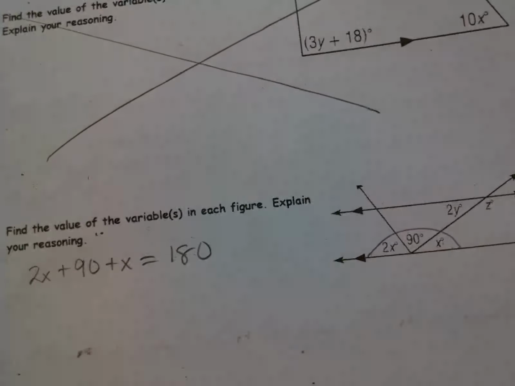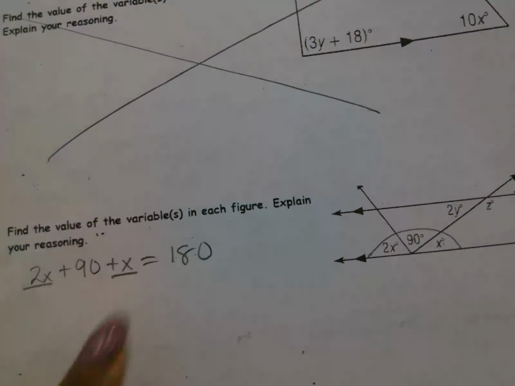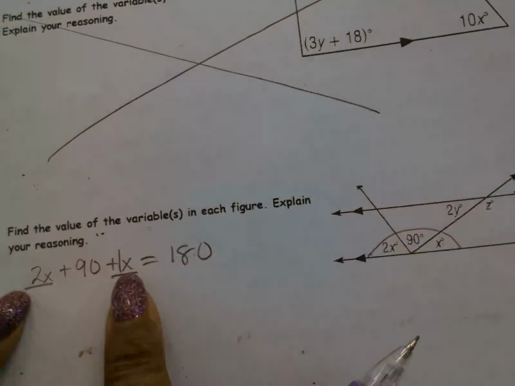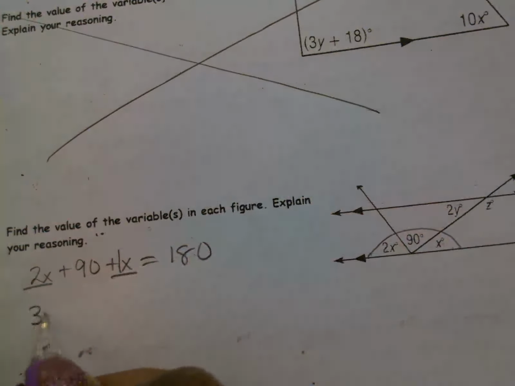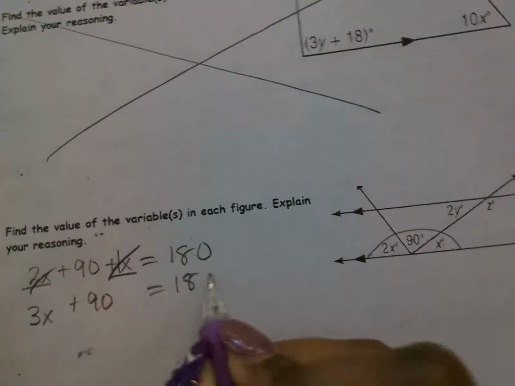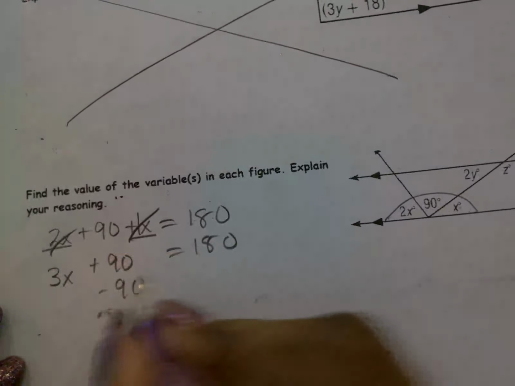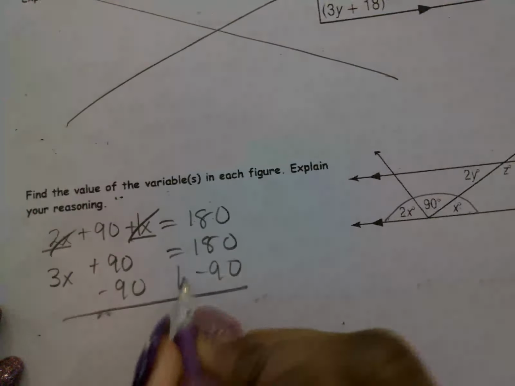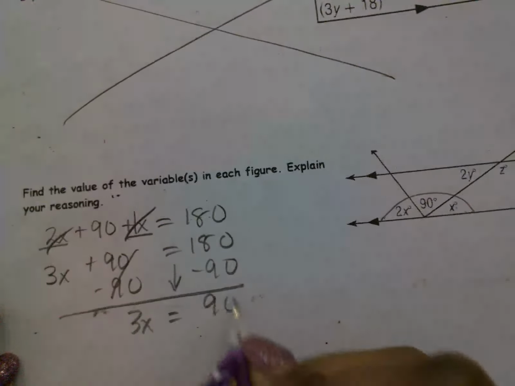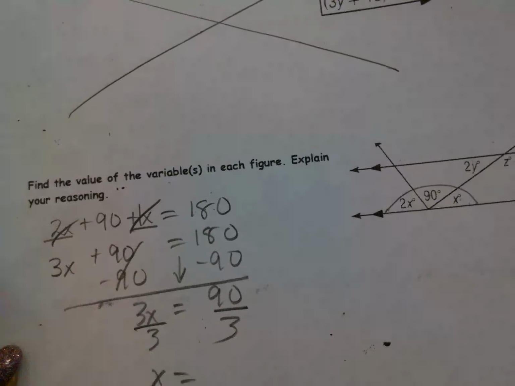So now we're going to combine terms that are alike. The terms that are alike here, of course, are the x's. The number that's automatically in front of this x is 1. So we have 1x plus 2x, which is 3x. Okay, hush. Plus 90 is equal to 180. So now we're going to subtract 90 from both sides. When you subtract 90 from both sides, this gives us 3x is equal to 90. Now we're going to divide both sides by 3 to get our answer here for x.